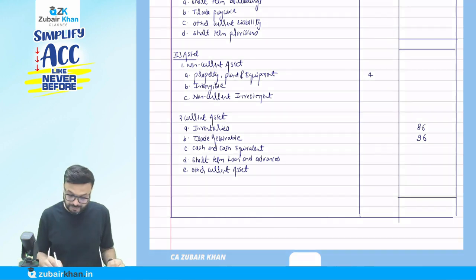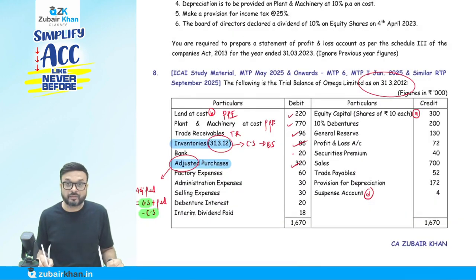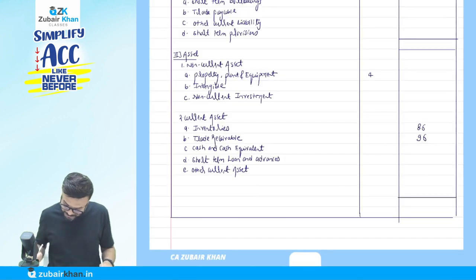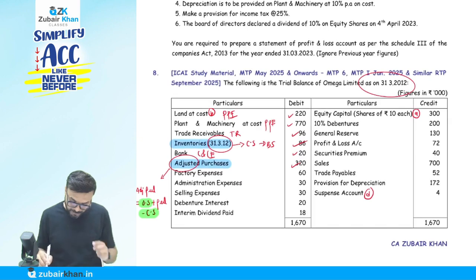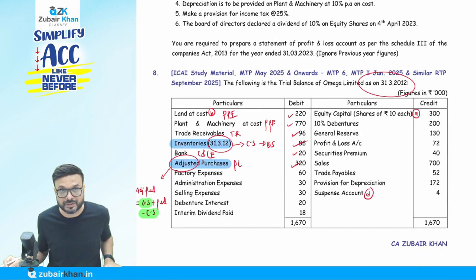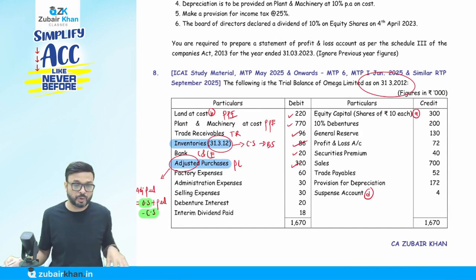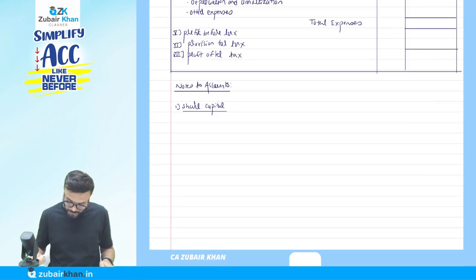Then we have bank. Where will the bank come? Bank will come in cash and cash equivalent. So write in the balance sheet cash and cash equivalent 20. Then adjusted purchase will come in the P&L account; we have already written it. Now factory expense. Do we have any separate heading for factory expenses? No. If there is no separate heading for factory expenses, it will come as other expenses.